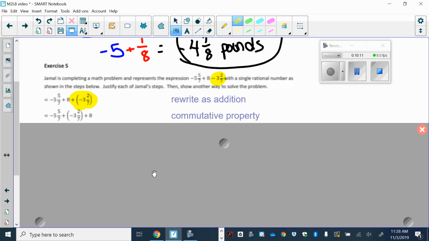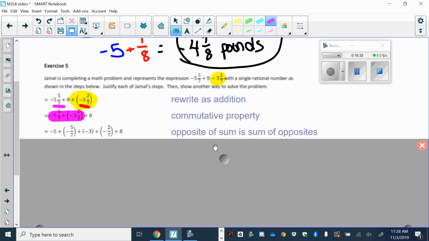Next, he used his commutative property. Look at how these two are now right next to each other. Why did he do that? He wanted the common denominators together. Next, he did opposite of the sum is the sum of the opposites. So he took the negative 5 and 5/7, and he changed it. He broke it apart, and he took the negative 3 and 2/7 and broke it apart.